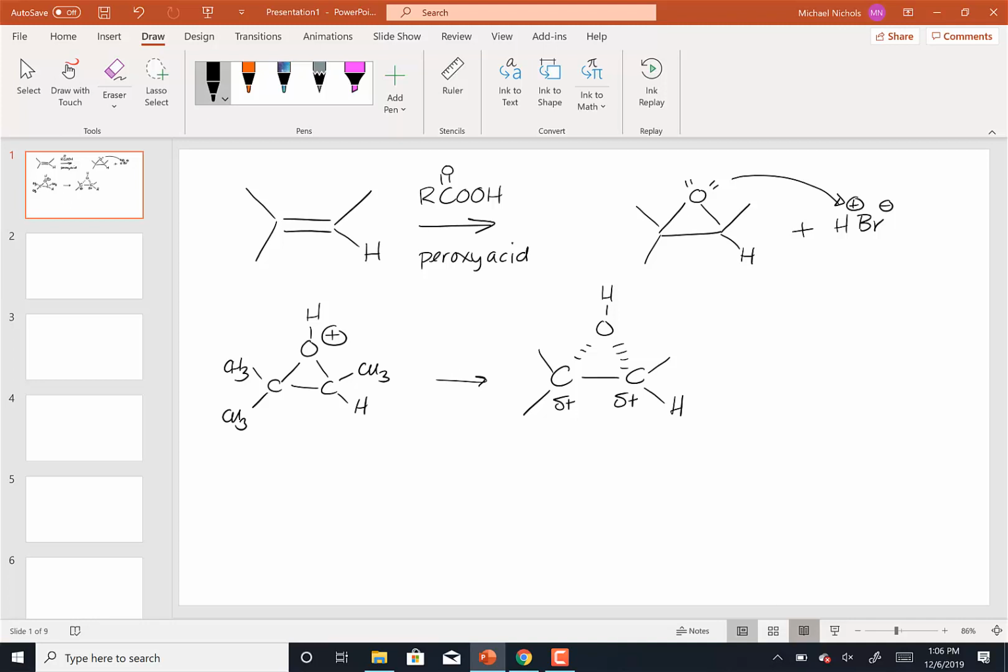So then the question becomes, where is the Br minus going to add? To what carbon is it going to add? The most substituted carbon, meaning the carbon with the most substituents, is going to have the most positive charge.